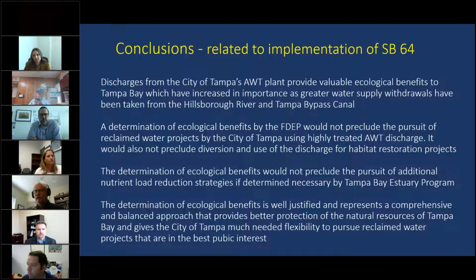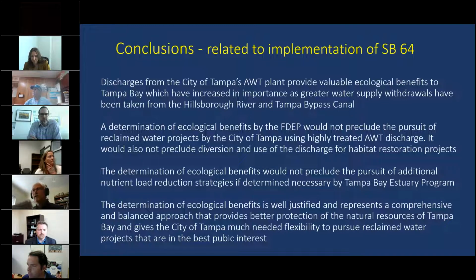I want to stress that a designation of ecological benefits to the bay from the city's wastewater treatment discharge is intended solely as it applies to implementation of Senate Bill 64 by the Florida Department of Environmental Protection. It's not something to be highlighted at statewide conferences or trumpeted from the rooftops. The important part of this ecological designation would be as it applies to Senate Bill 64. So I want to emphasize these points.